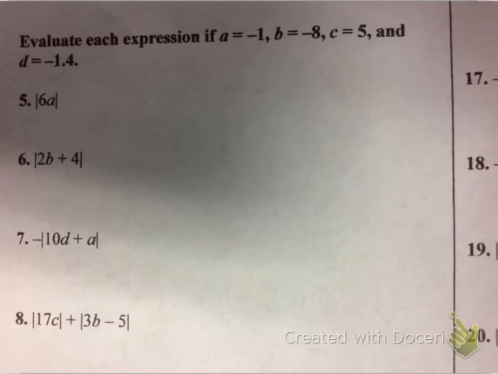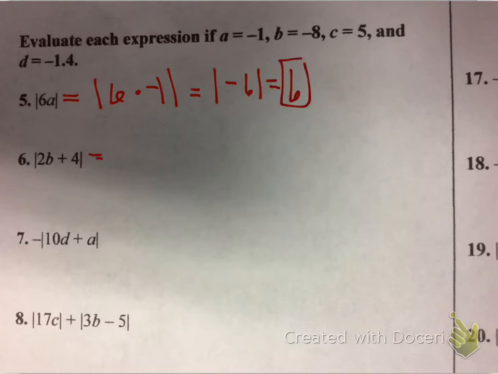All right, so here, let's look at these. Number 5. All you have to do here, guys, is remember to plug it in first. Absolute value of 6 times negative 1 gives you negative 6, but then you're taking the absolute value of that, which gives you positive 6, and there's your answer. Next, 2b plus 4, so I'm saying absolute value of 2 times negative 8 plus 4. 2 times negative 8 is negative 16, plus 4 is negative 12. The absolute value of negative 12 is 12.